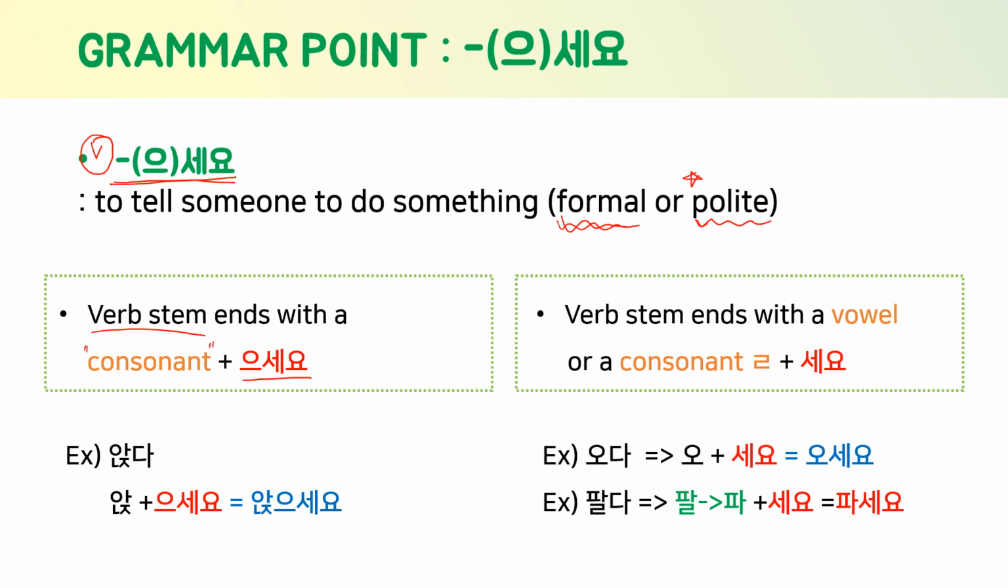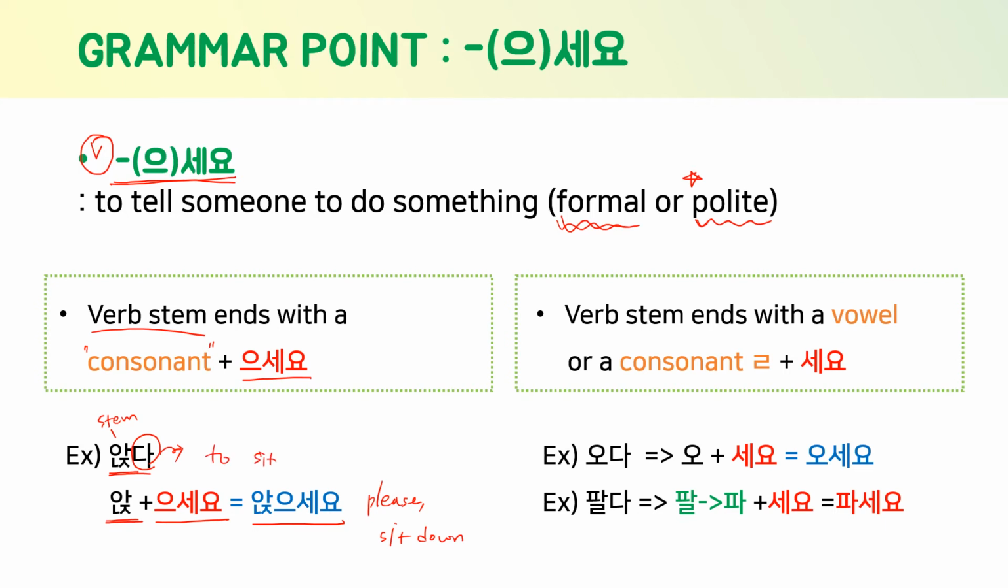For example, 앉다, this is the base form, right? After you drop 다, this is the verb stem, right? That's the stem, 앉. So here you add 으세요 to the stem 앉. It becomes 앉으세요, which means please sit down. Please sit down. So 앉다 means to sit.